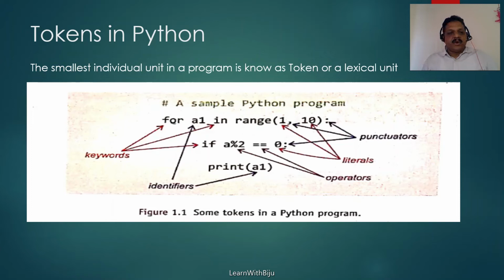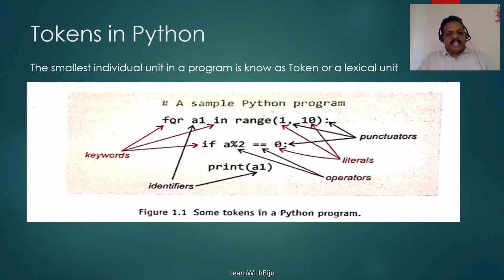Let's start with the tokens in Python. I'm sure you must have heard about tokens, right? Token of love, token of appreciation, something like that. But there is a token in Python too. What is a token in Python? The smallest individual unit in a program is known as a token or a lexical unit.